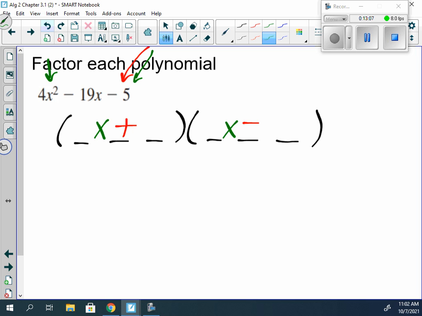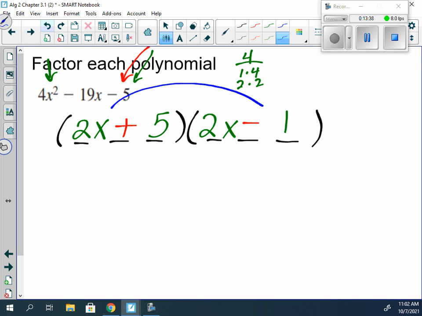Now with 4, we could have 4x and 1x, so we could have 4, which is 1 times 4, or 2 and 2. Which one do we want to try first? 2 and 2. The factors of 5 are 1 and 5. Let's say 5 and 1. And last but not least, we need to check it just to make sure we got it right.